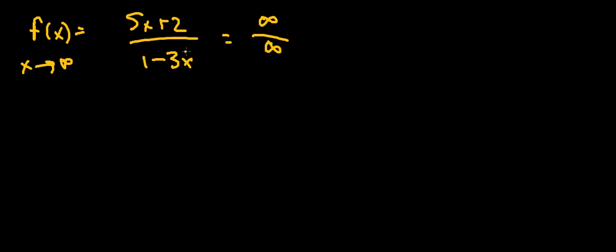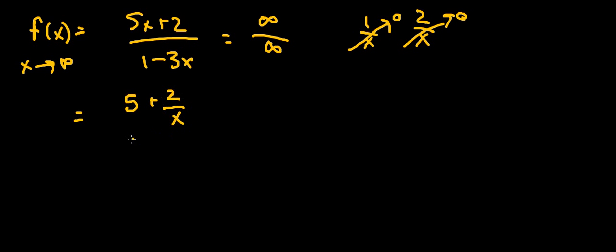So what I have to do is rearrange this, so I can get a 1 over x or 2 over x, and then we can say that this goes to 0. So I'm going to divide everything by x. So this is going to give me 5 plus 2 over x, over 1 over x minus 3. And this is the previous problem, and we know that as x goes to infinity, this goes to 0, and this goes to 0. These become practically 0 as we go to infinity.